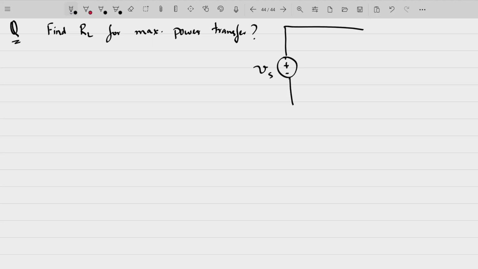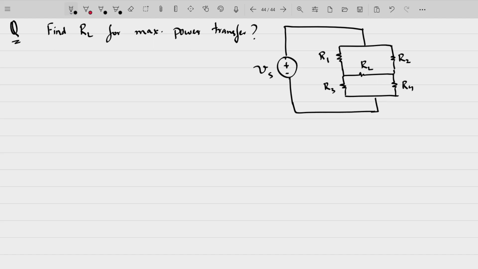So do this one. You have R1, R2, RL, R3, R4. Find RL for maximum power to be delivered in terms of R1, R2, R3, R4. Tell me the value of RL for maximum power.